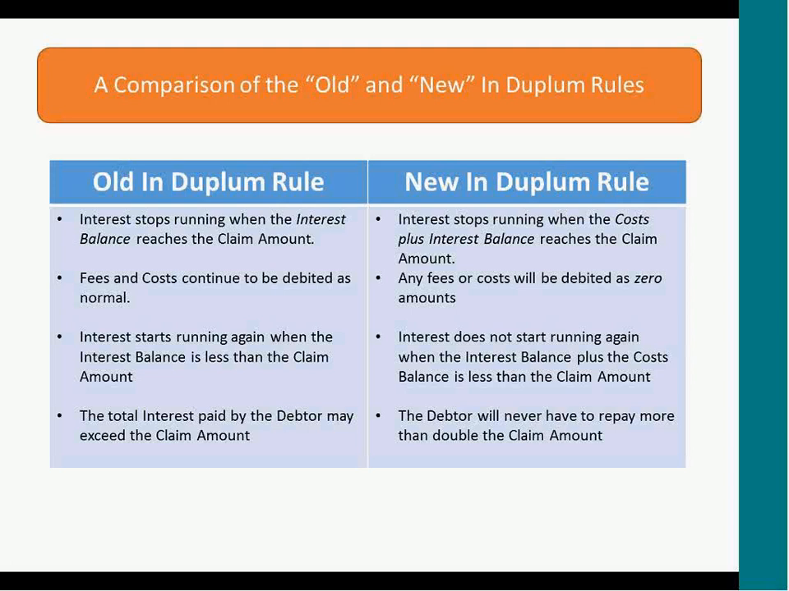With the old rule, interest starts running again when the interest balance is less than the claim amount. And with the new rule, interest does not start running again when the interest balance plus the cost balance is less than the claim amount. So what this means under the old rule is that the total interest paid by the debtor may exceed the claim amount. But with the new rule, the debtor will never have to repay more than double the claim amount.